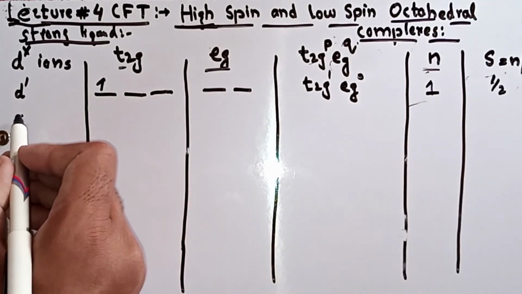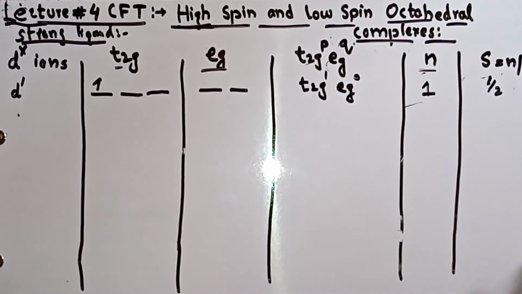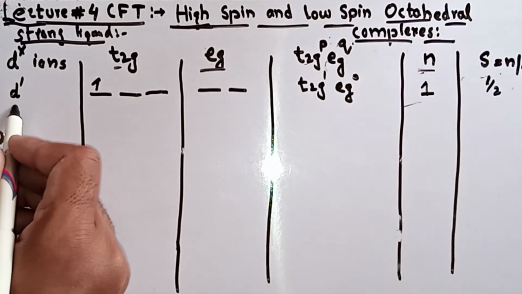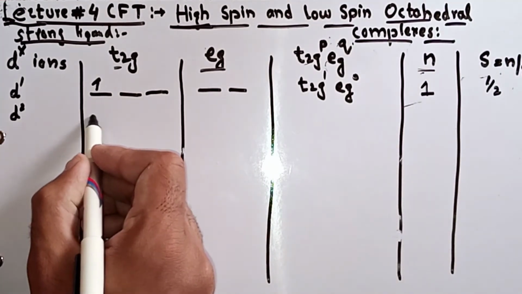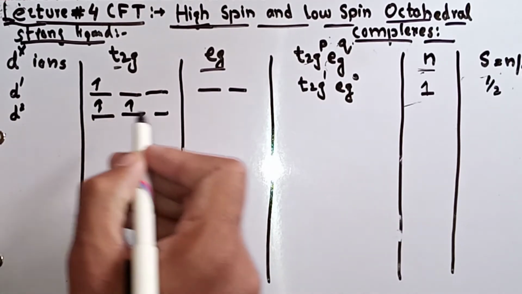When there is a d2 system, in the d2 system, one electron will go here, and one electron will be here.